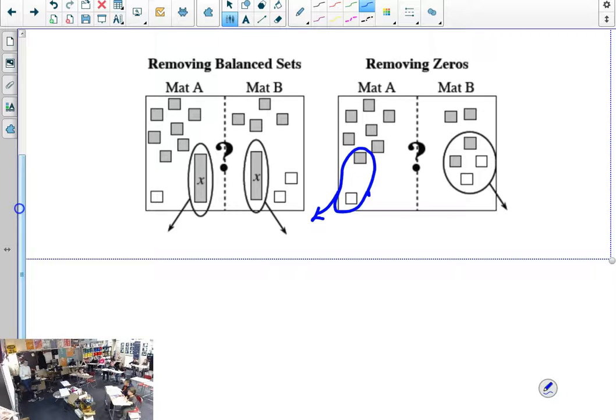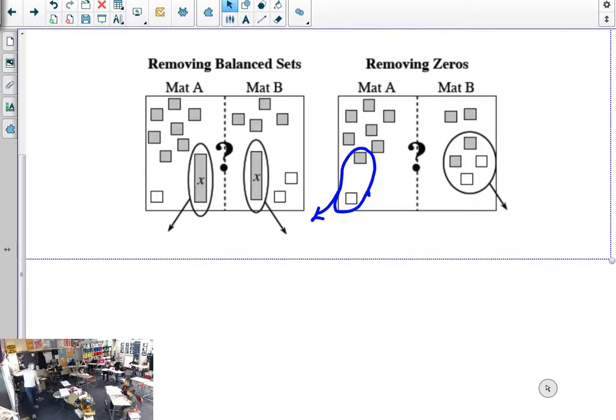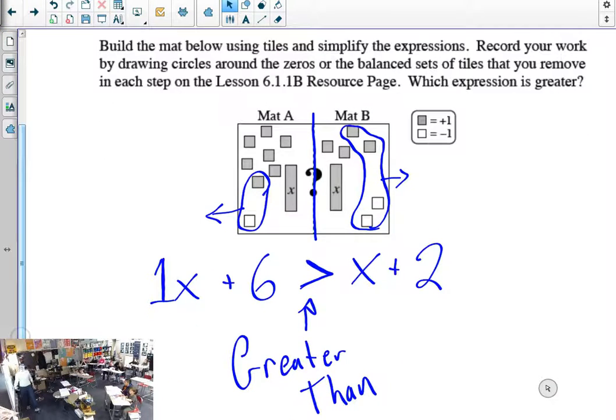What do I have on my left compared to my right now? 6 versus 2. And it's the same thing we just had, but without worrying about the x's. So less to write, less to do, making your life easier. Are you with me? We want to get rid of everything we can. We want to look at as little as possible.